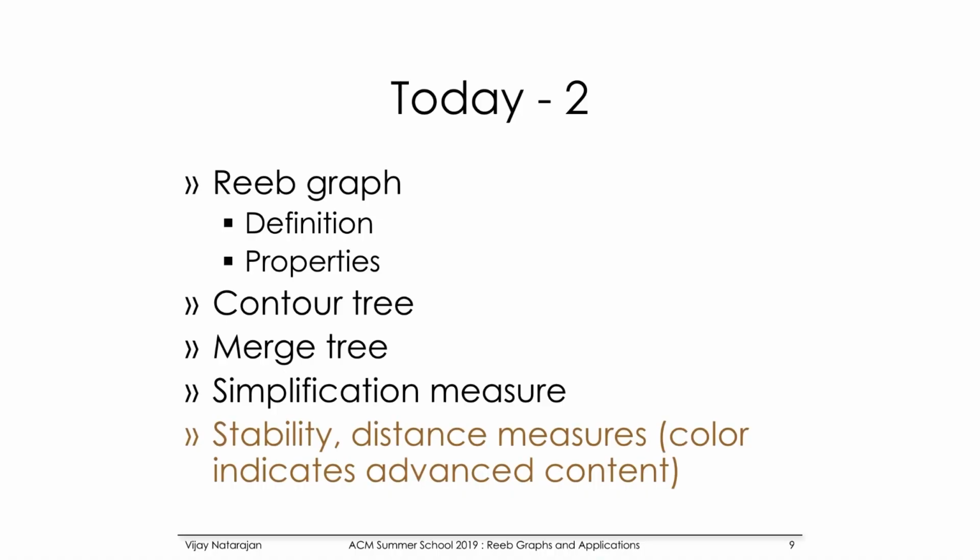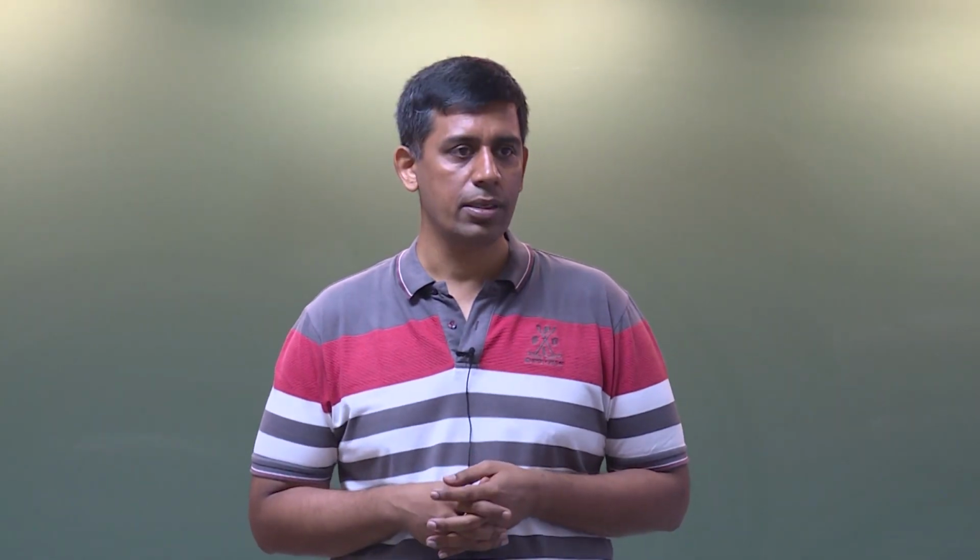And after the break, we will look at some properties of this graph. We will look at special cases when the graph becomes a tree, and in that case, it's called a contour tree or a merge tree. There are two ways to simplify this, or two special cases. We will look at a way to reduce the size of the graph so that it's more amenable to analysis. So simplification, we will look at that.